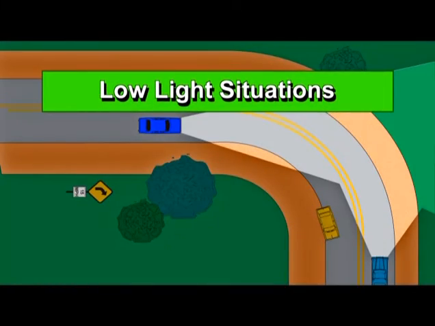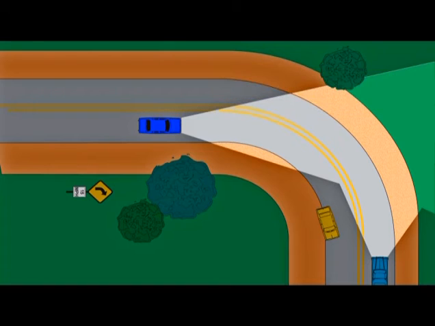Low light situations. As an experienced driver, you are aware that you can't see as well at night as you can in daylight. This is especially dangerous when approaching a sharp curve, since headlights only illuminate straight ahead. A vehicle that is broken down around the curve will not show up in your headlights. You must adjust your speed to allow for a quick stop if necessary.